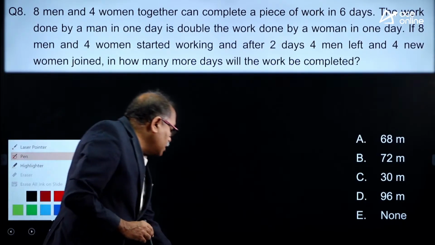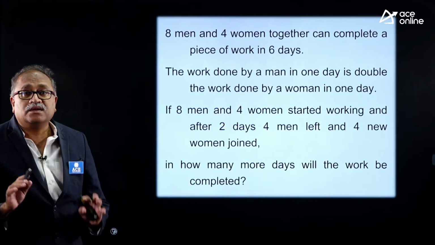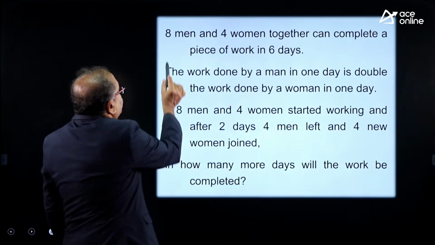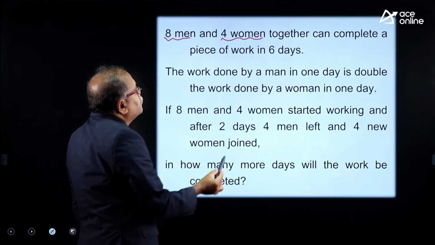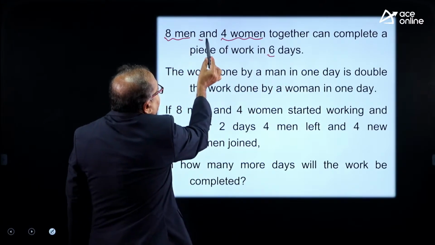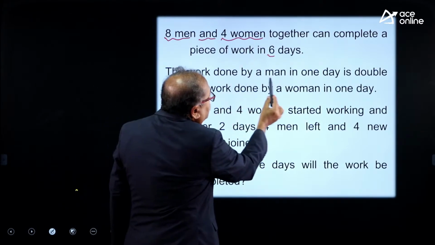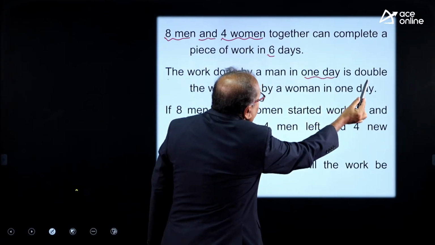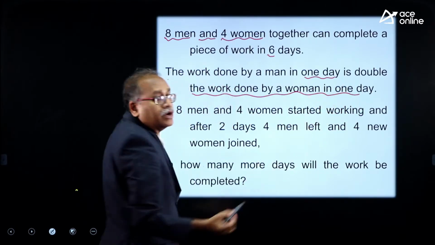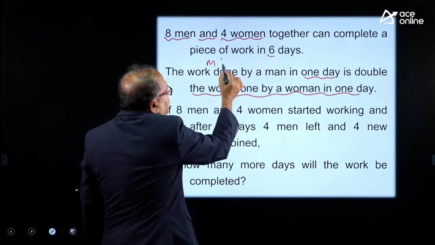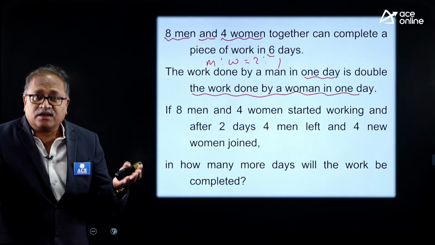Have a closer look at this question and see what information is there in the question. It says that 8 men and 4 women together can complete a piece of work in 6 days. It says "and", not "or". The next, the work done by a man in 1 day is double the work done by a woman in 1 day. So that means the men to women efficiency ratio of 2:1 is directly given.